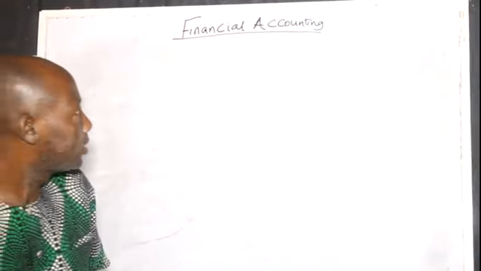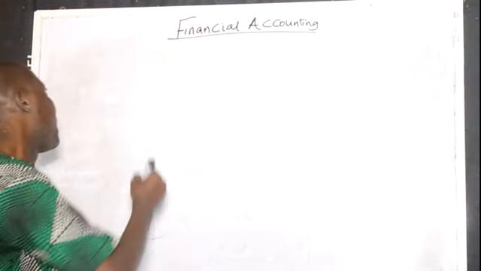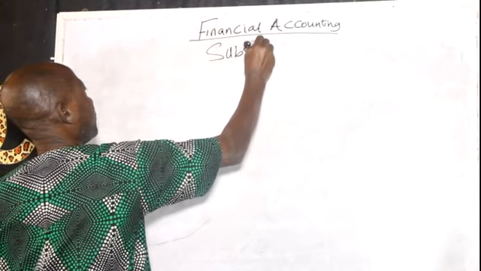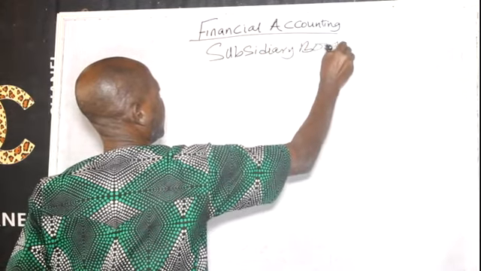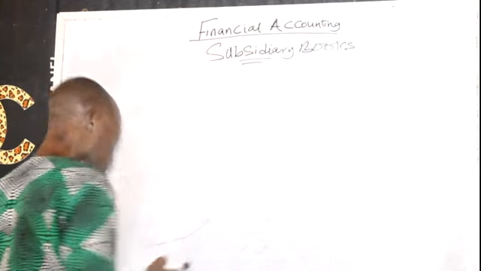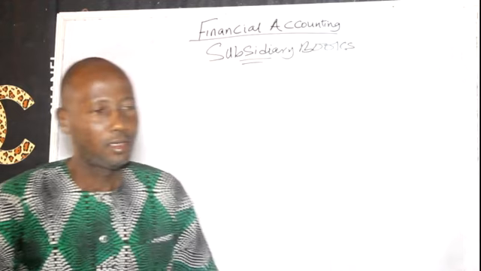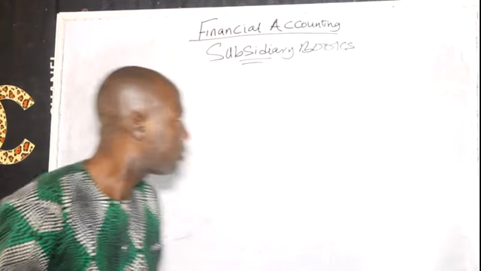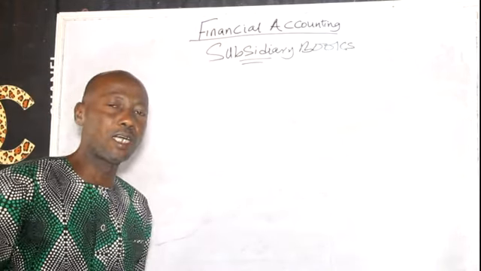I'm here today to take you through the topic, subsidiary book. What is the meaning of subsidiary book in accounting? You see, it's very simple. It has a very simple definition. Subsidiary book simply means the books of original entry. Let me put it into writing.